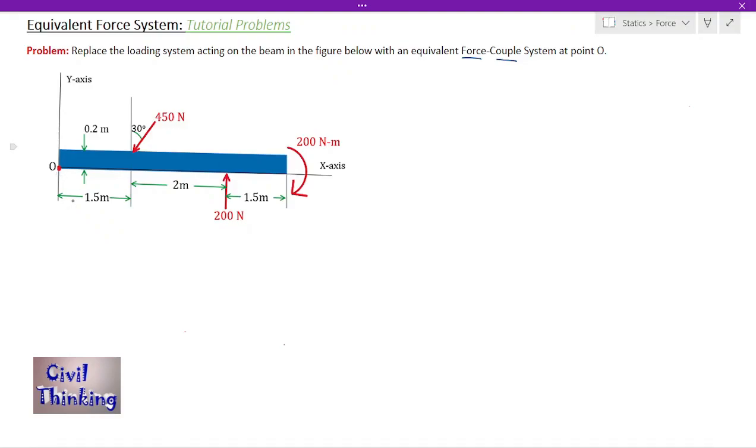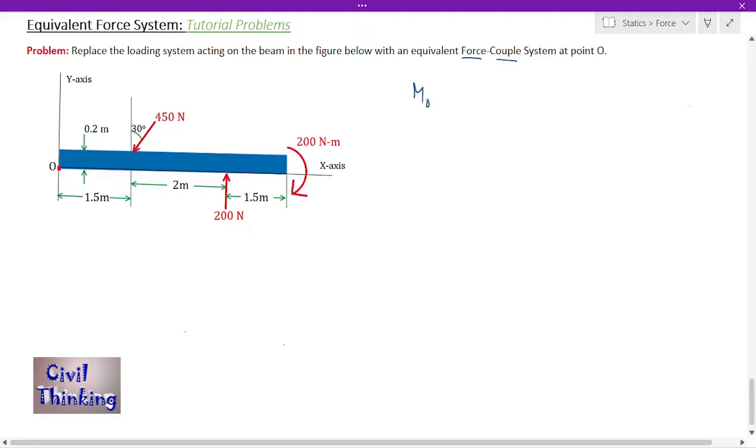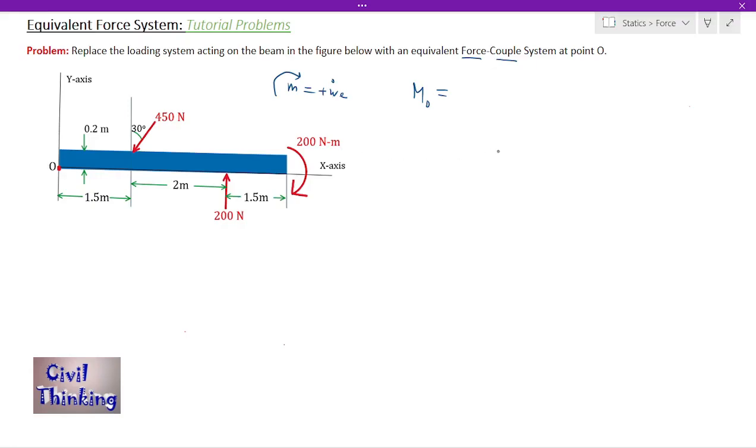Okay, so what we have to do is find the moment of all these forces at point O, and in the second step move all the forces to point O. Okay, let's apply the first step first. Let MO be the moment at O. Let us assume the clockwise moments are positive, and anti-clockwise moments are negative.